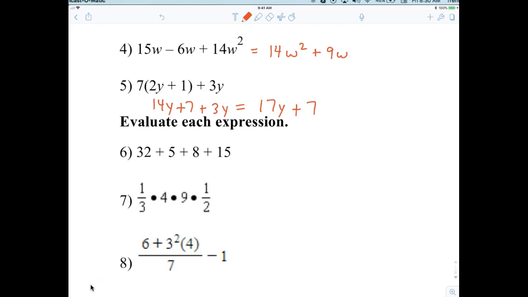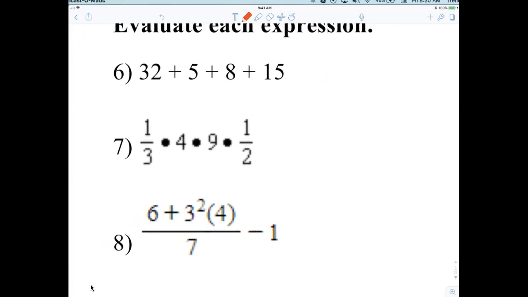All right. Now, here I think it's kind of silly, but I think the point is they want you to add so it's easy to do the mental math. 32 plus 8 is 40. 5 and 15 is 20. 40 and 20 is what? 60. That's what they want you to do.